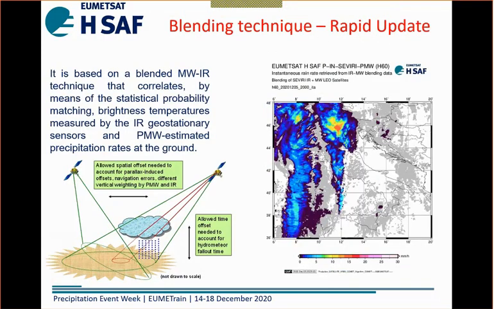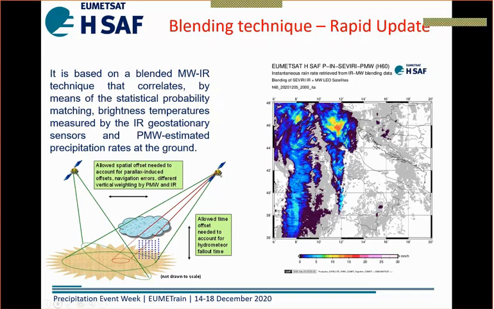Another blending technique is the one used in H SAF, the rapid update. It is based on a blended microwave-infrared technique that correlates, by means of statistical probability matching, the brightness temperature measured by the infrared geostationary sensors and the microwave estimated precipitation rate at the ground.